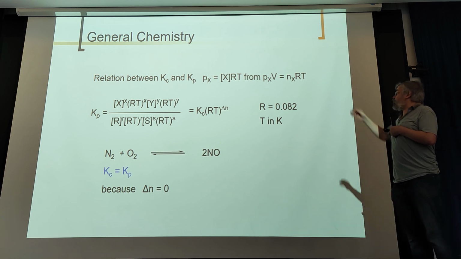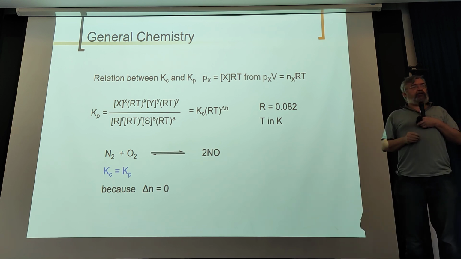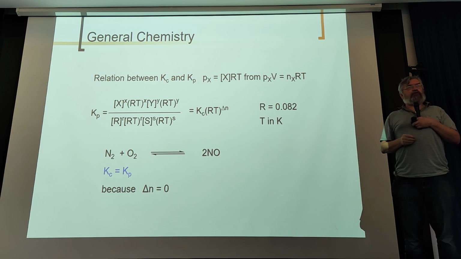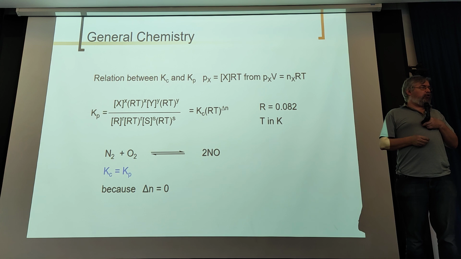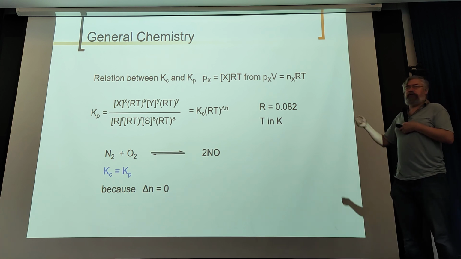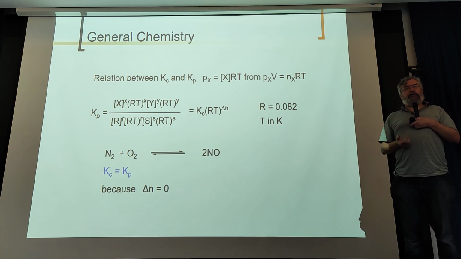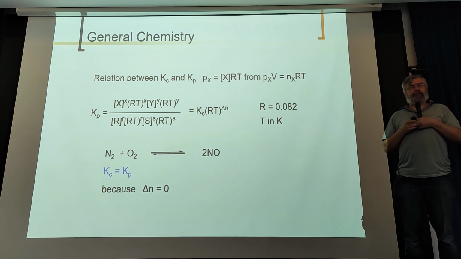This X that you see between brackets is a concentration of any compound, and the concentration can be seen as N over V. And then delta N is just the overall difference in amount of mole of gas.